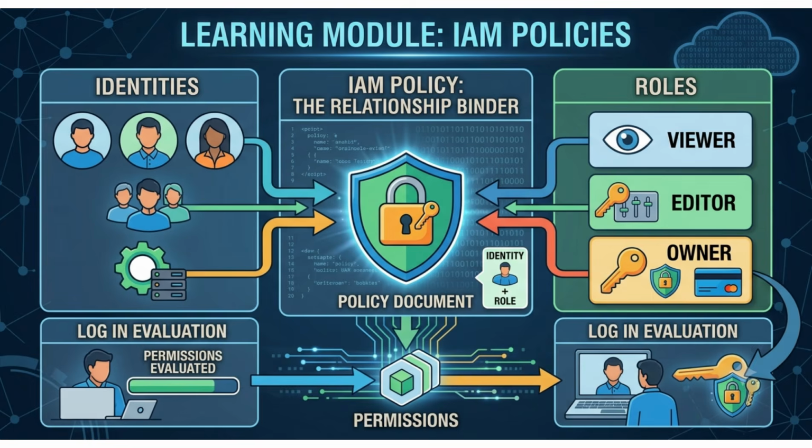Users receive only the permissions necessary to perform their work. Nothing more. IAM policies. Now we have identities, roles. But how do they connect? The answer is IAM policies. Policies create the relationship between identity and role. For example, developer user, developer role, permissions. When a user logs in, Google Cloud evaluates these policies to determine what actions are allowed.